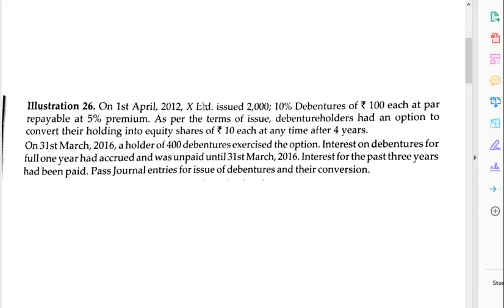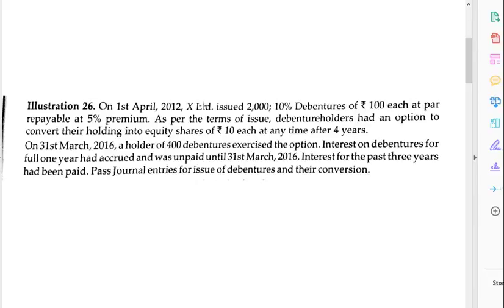right? On 31st of March 2016, a holder of 400 debentures exercised the option. Exercise the option means he converted his debentures into equity shares. Clear? Then interest on debentures for full 1 year had accrued and was unpaid until 31st March 2016. Interest for the past 3 years has been paid. Pass journal entries for issue of debentures and their conversion.